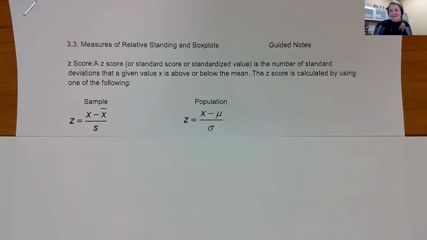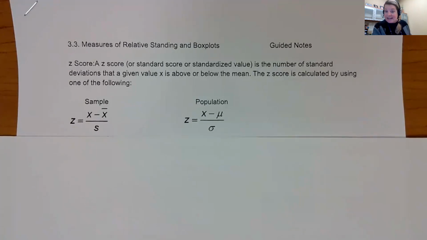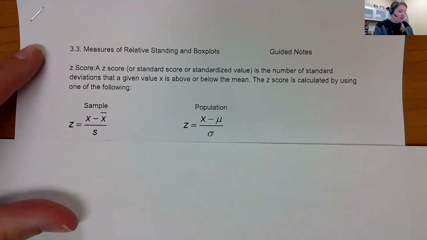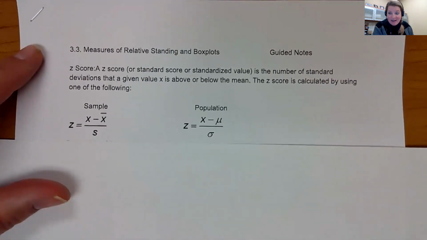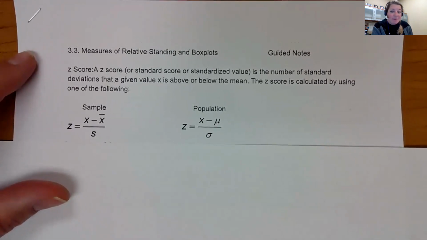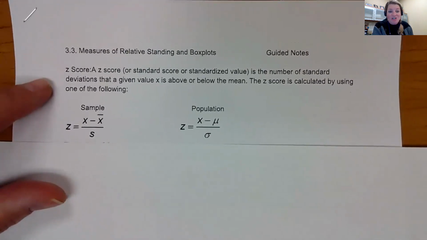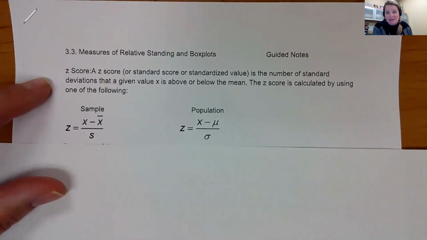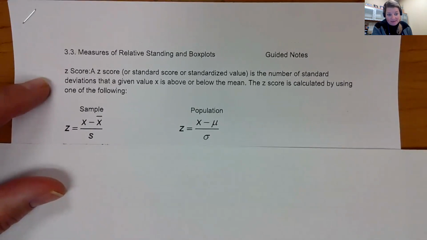All right, class, this section is 3.3 and we're doing what they call measures of relative standing and box plots. So this first relative standing idea is the z-score. The z-score, or standard score or standardized value, is the number of standard deviations you are away from the mean. Again, it's the number of standard deviations you are away from the mean.